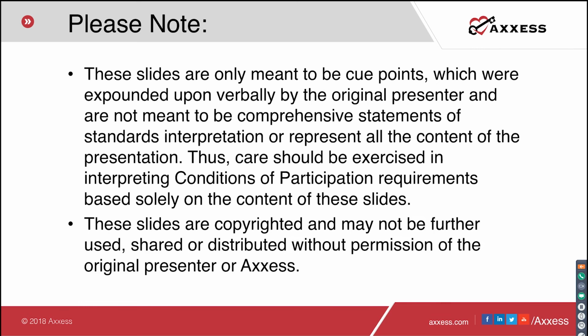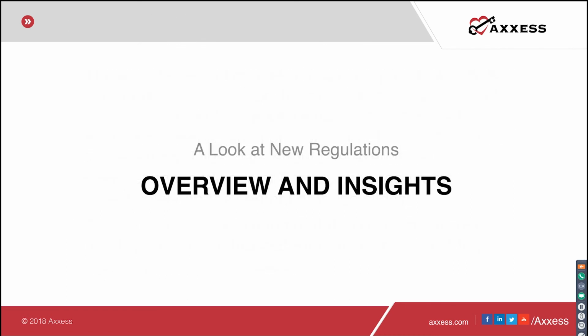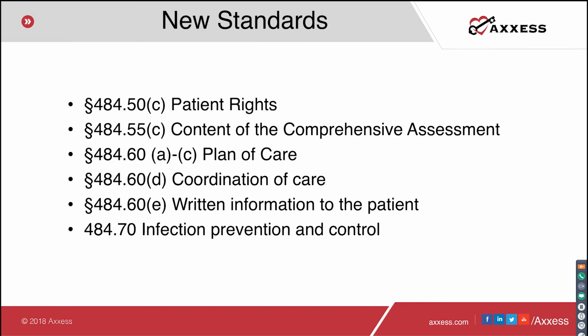Thank you. Let's get right into some of the new regulations. Again, these are just going to be parts of the regulation that affect the functionality in our system. We want to really give you a heads up as to why we've made certain changes in our agency core product. We're going to talk a little bit about patient rights first off the bat. Then we're going to get into the content of the comprehensive assessment, and that's a biggie. Then the plan of care. That's also going to be kind of a big issue. Coordination of care, written information to the patient, infection prevention and control, and we're going to talk about what the expectations are for the skilled professionals in home health as well.